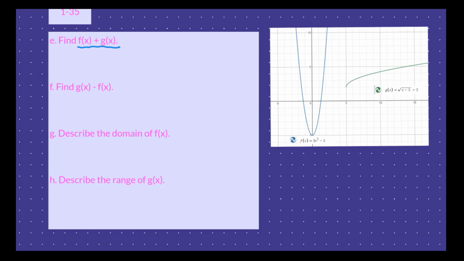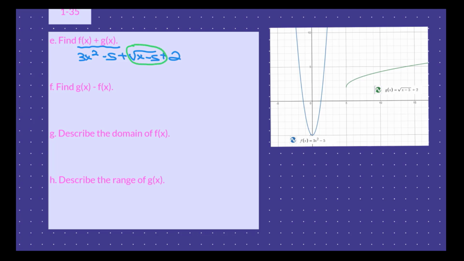So instead of f of x, I'm going to write 3x squared minus 5 plus, and then instead of g of x, I'm going to write the function for it, which is the square root of x minus 5 plus 2. Then all I'm doing on this is combining like terms, because this particular one is all by itself.